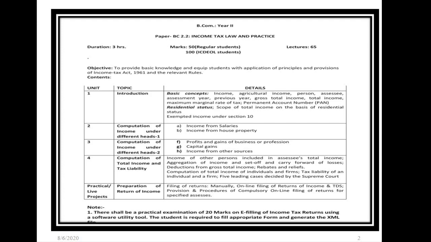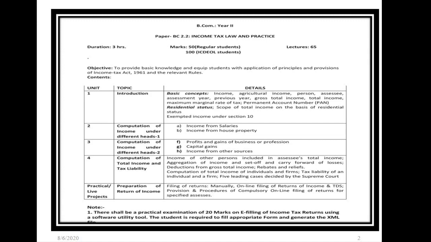First of all, the objective of this course is to provide basic knowledge and equip the students with the application of principles and provisions of the Income Tax Act 1961 and the relevant rules. As I have discussed, the paper to be asked in the end year examination is from the 4 units, and the first unit is related to the introduction, in which we will discuss the basic concepts regarding income, agriculture income, person, SSC, assessment year. These are the different terms that are also available on your screen.